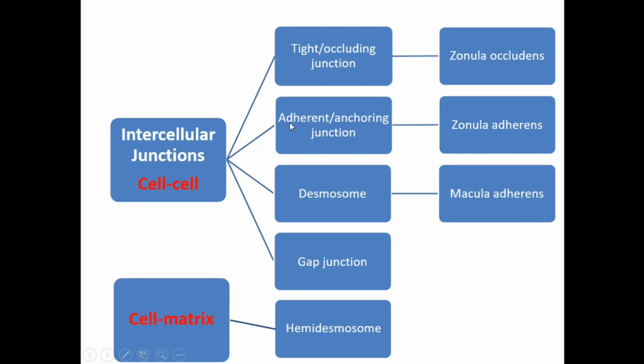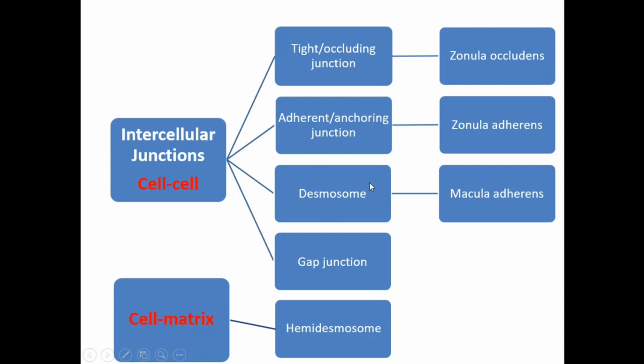The second junction is the adhering or anchoring junction. These junctions also strongly attach epithelial cells together, but don't seal the space between the two epithelial cells. Also, this junction is a kind of zonula, like a belt. Another name for this junction is zonula adherens.